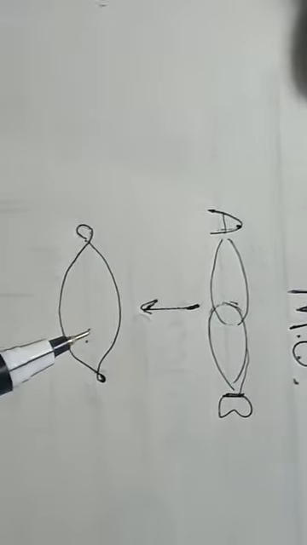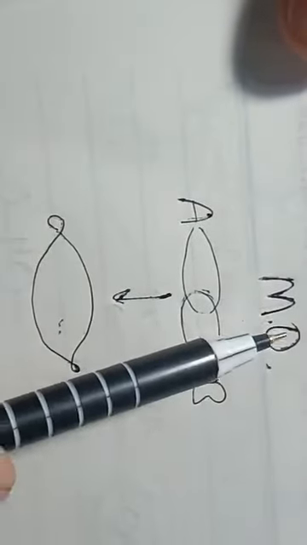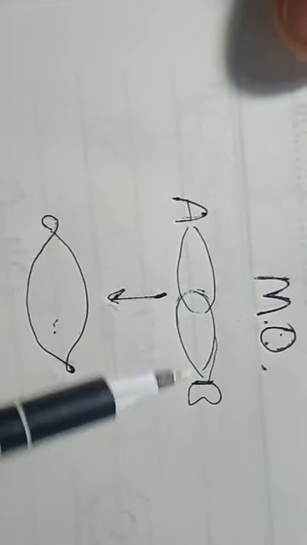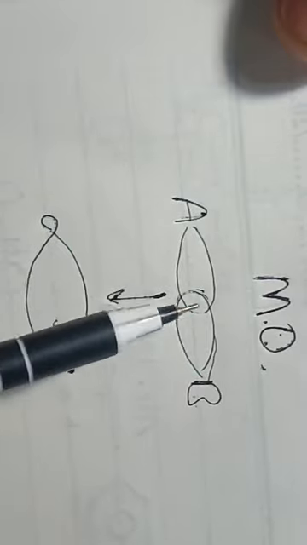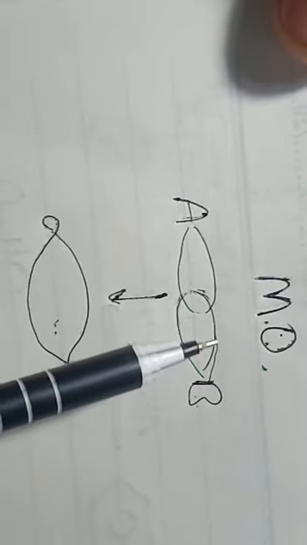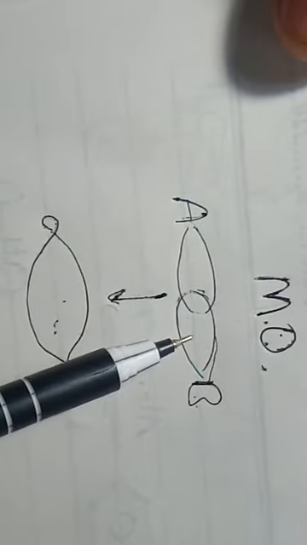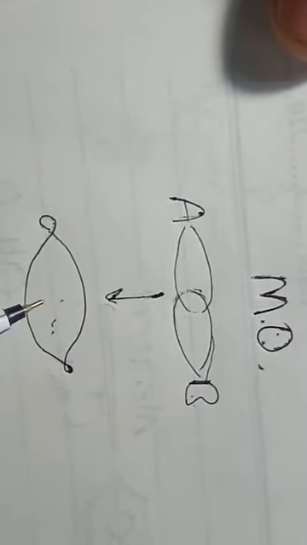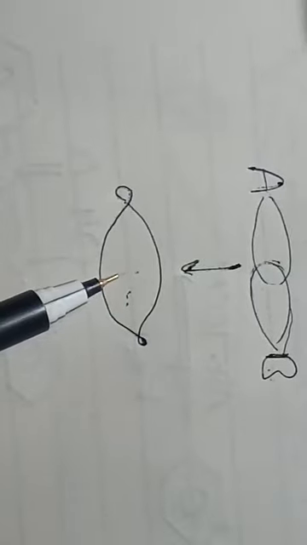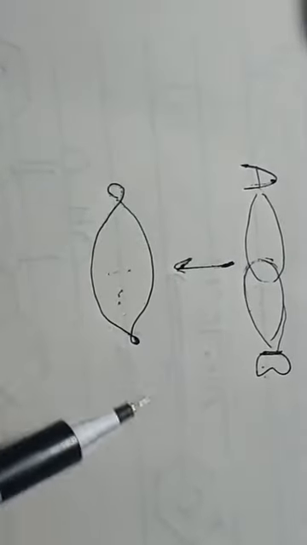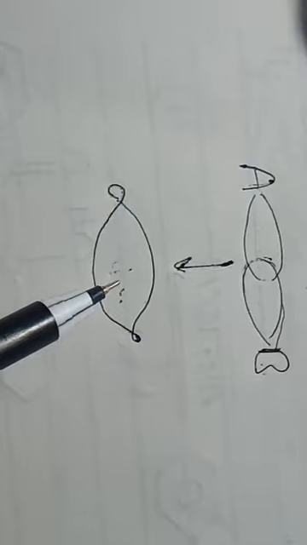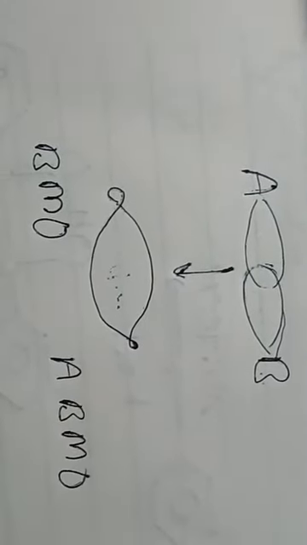Okay, students, so according to molecular orbital theory, if A and B are two different atoms and their orbitals are going to fuse to form molecular orbitals, then due to the fusion of two atomic orbitals, two resultant new molecular orbitals will form. And out of these two resultant molecular orbitals, one will be known as bonding molecular orbital and the second will be known as anti-bonding molecular orbital.